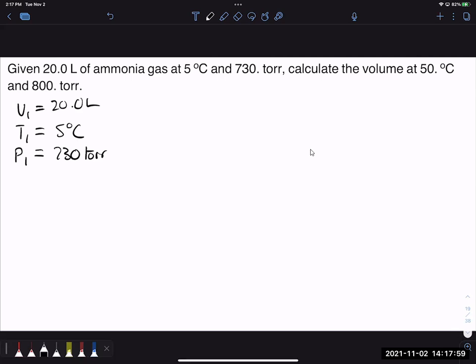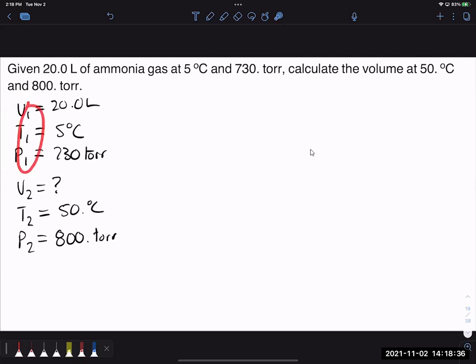We want to calculate the volume, okay? So our V2 at 50 degrees C, T2, and 800 torr. I think we've seen a little bit of this in the other questions. You have to be a little bit careful that you're matching up the right numbers with your initial state and then with afterwards in your changed state, right? That relate these. That's why these are all 1, and these are all 2.